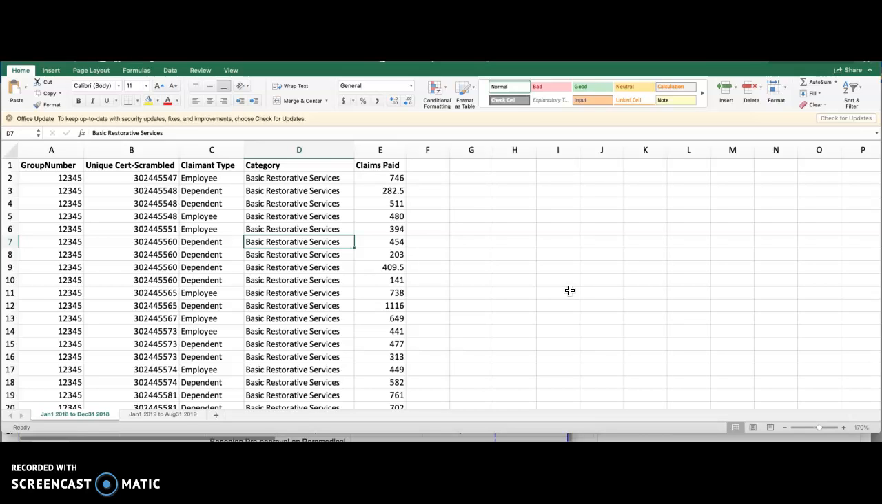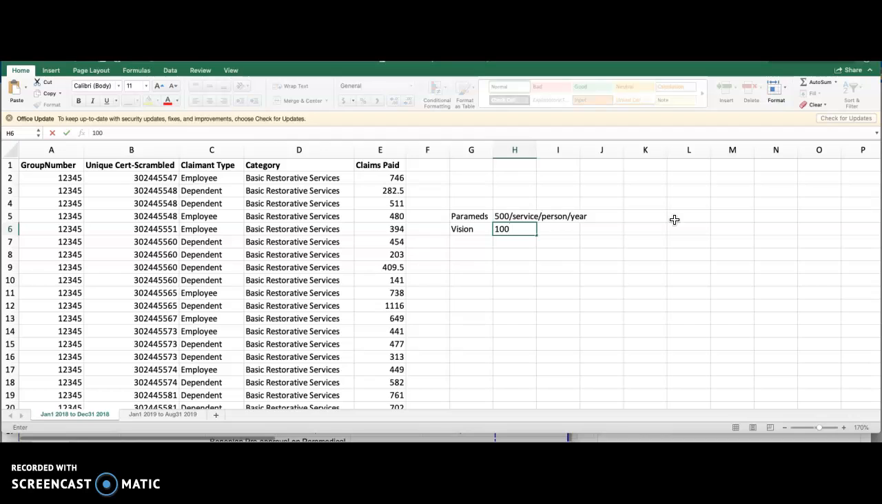So I might have a number of items that's covered with individual maximums. So I might say, paramedicals are $500 per service, per person in the family per year. Maybe vision is 100, same thing. Dental, maybe dental is $1,000 for basic, $2,000 for major and ortho combined per year. And then maybe drugs, let's just say drugs are unlimited for argument's sake.